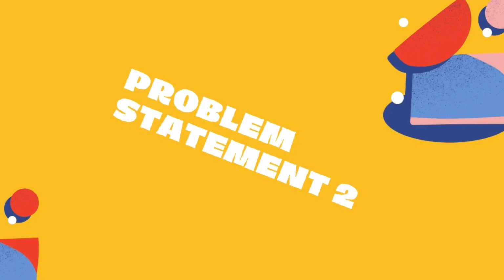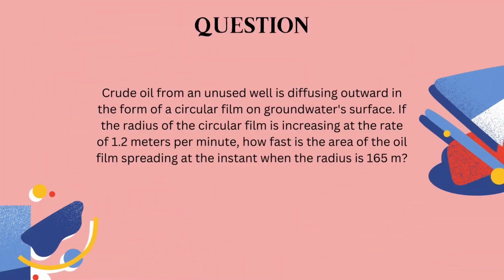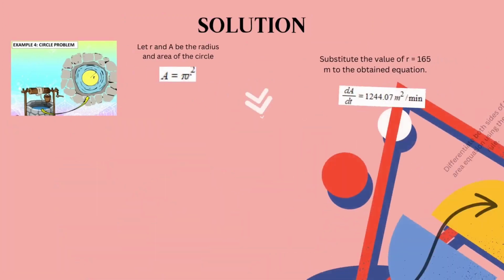I'm Muhammad Adan Afiq and I will explain the solution for problem statement 2. Crude oil from an unused well is diffusing outwards in the form of a circular film on the groundwater surface. If the radius of the circular film is increasing at the rate of 1.2 meters per minute, how fast is the area of the oil film spreading at the instant when the radius is 165 meters?